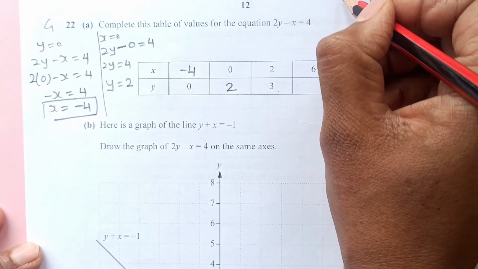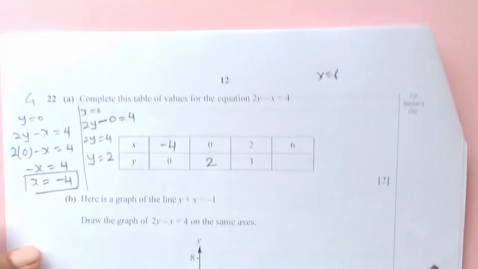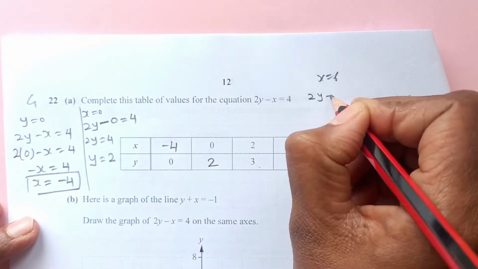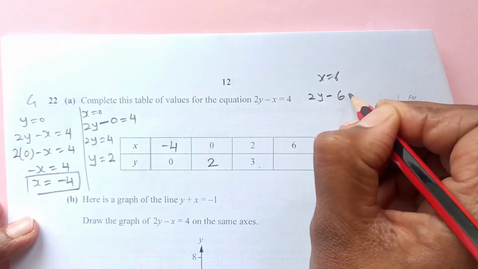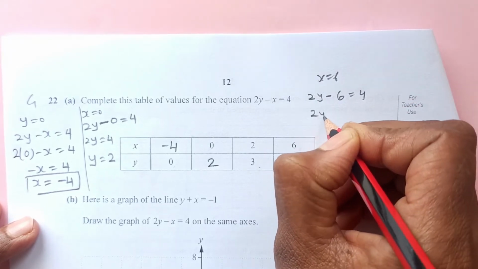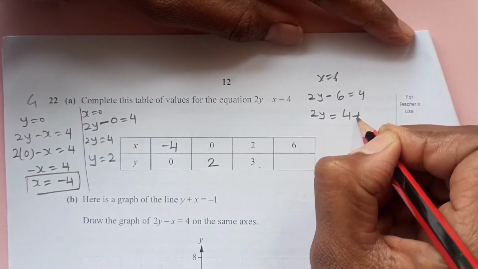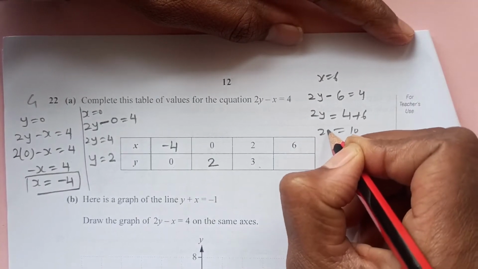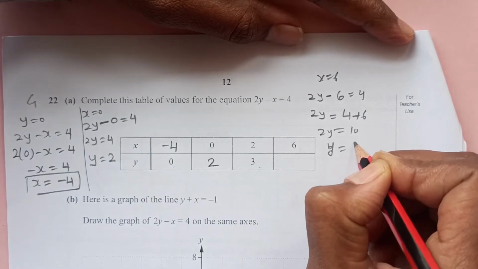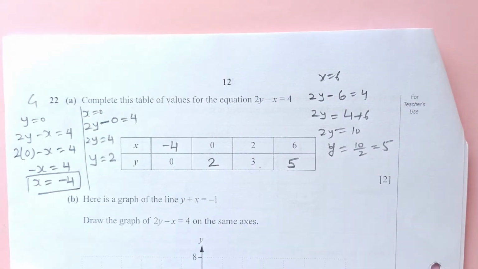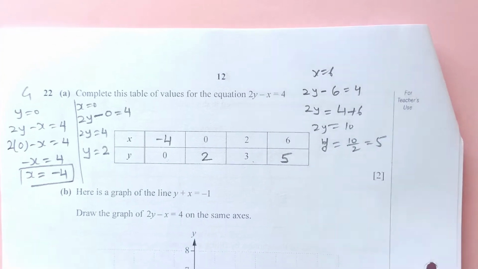Now for x equals 6. When x is 6, replacing this x by 6, 2y minus 6 is equal to 4. 2y is equal to 4 plus 6, which is 10, and then y is equal to 10 over 2, which is 5. Like this. Okay.